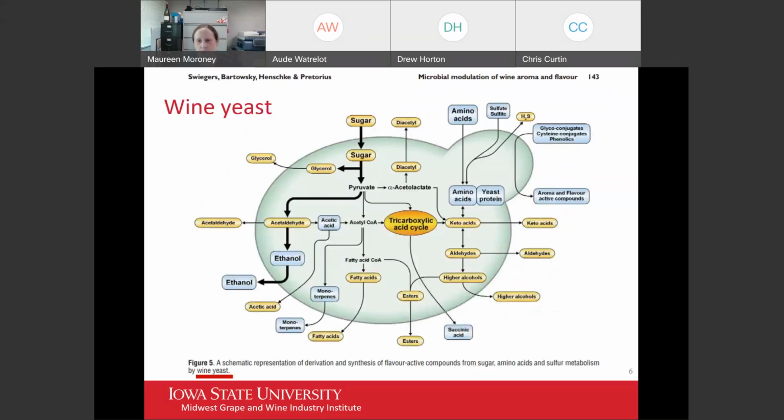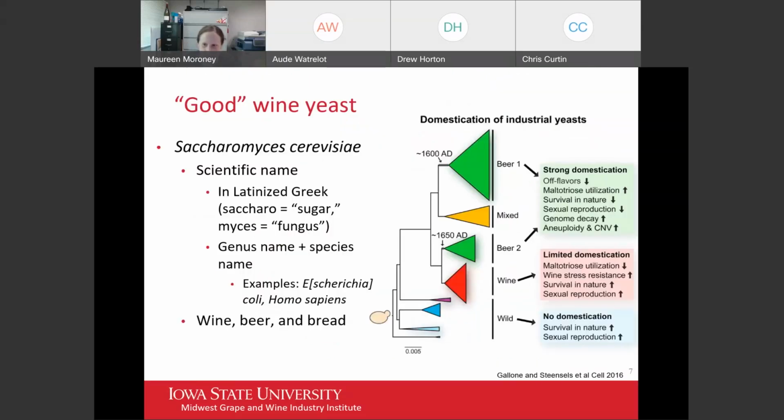And we know that wine yeast converts sugar to alcohol, right? But as you can see here in this diagram, it does a whole bunch of other stuff too. And many of those pathways intersect with each other. Some of those pathways produce things we like, and some of them produce things that we don't like. So in order to understand spoilage, we have to understand what we consider a good wine microbe.